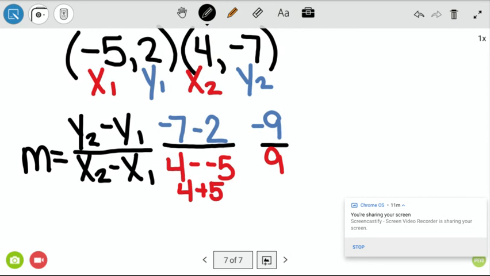So here we have a -9 divided by a +9, and we can simplify that to a whole number, -1.